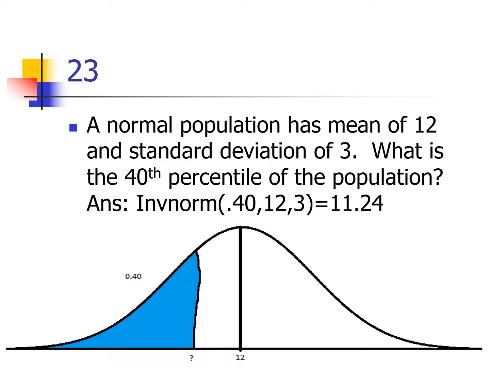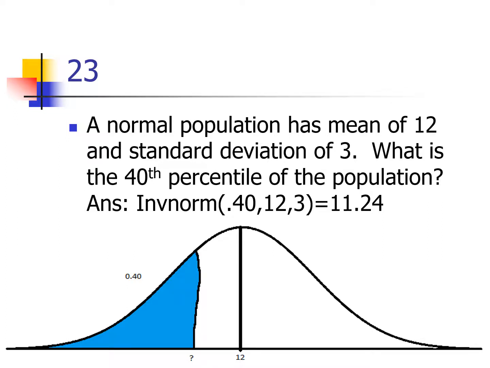So if we have a normal population with a mean of 12 and a standard deviation of 3, what's the 40th percentile? We could find percentiles using the inverse norm function, right? The syntax is percentile, mean, standard deviation. So inverse norm, 0.4, 12, and 3 gives us 11.24, right? So it's saying that that question mark should be 11.24, which is basically saying, if we're thinking of this as a test with a mean of 12, what's the value such that 40% of the class scored less than it? That value is 11.24.